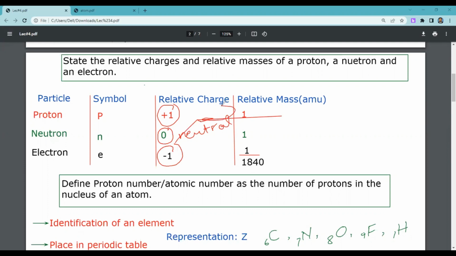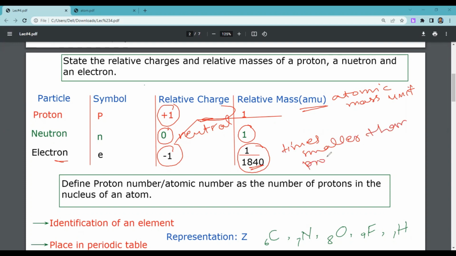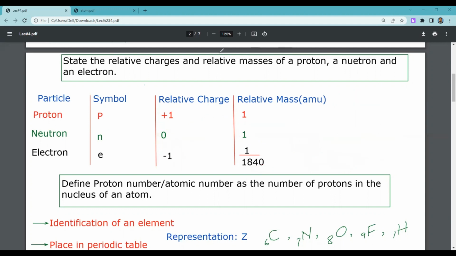If we talk about their relative mass, it is often measured in atomic mass units or AMU. The relative atomic mass of a proton is 1 AMU, while a neutron is also 1 AMU, and the relative mass of an electron is 1 over 1840 times smaller than a proton and neutron. Due to this reason, we neglect the mass of electrons when we are calculating the whole atom mass, which is called the atomic mass.